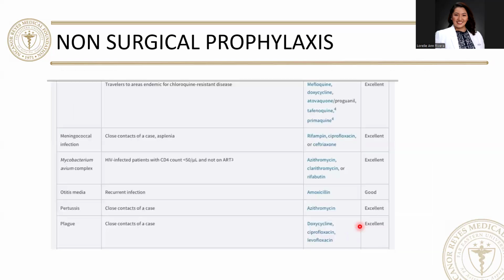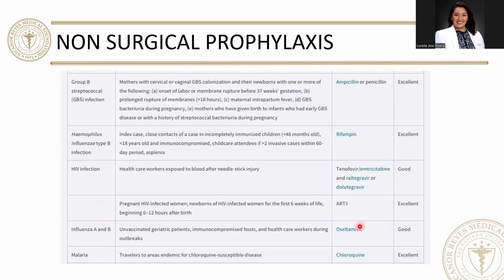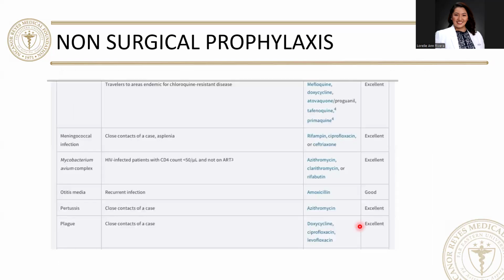This was only included here, but it is also good to note, and very timely, leptospirosis, right? The prophylaxis is doxycycline. Please remember that. For meningococcal infection, especially with close contacts, there are recommended prophylaxis. For otitis media, especially with recurrent infection, you have amoxicillin. For pediatric patients with pertussis, the prophylaxis for close contacts of the patient will be azithromycin.